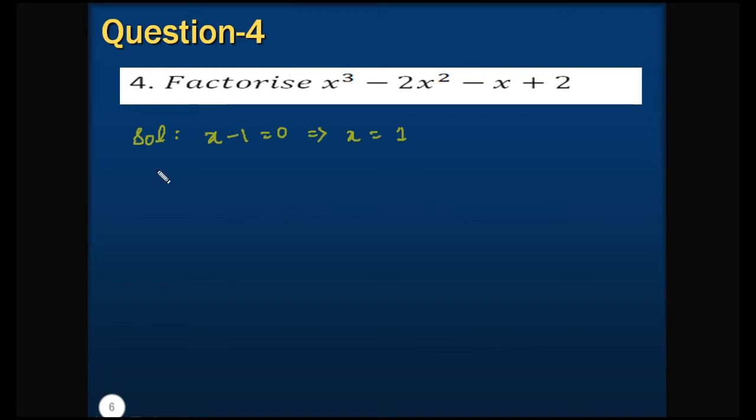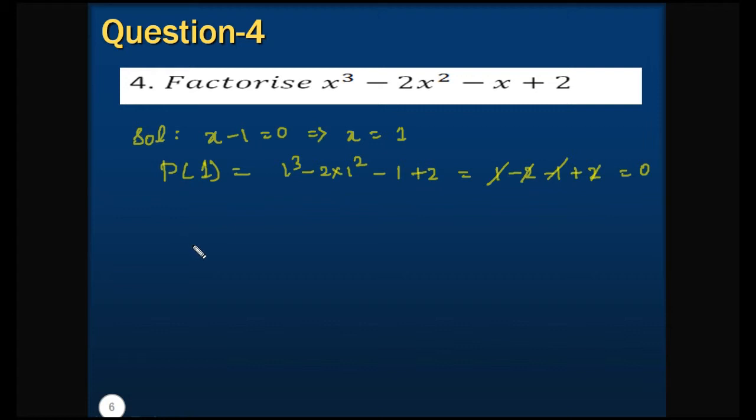So let us substitute p of 1. So it will be 1 cube minus 2 into 1 square minus 1 plus 2. So this will be 1 minus 2 minus 1 plus 2. So here minus 2 plus 2, minus 1 and plus 1. So it is becoming 0. Therefore we can say that x minus 1 is a factor.